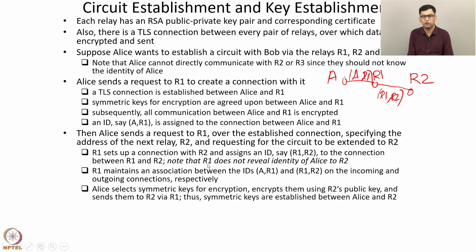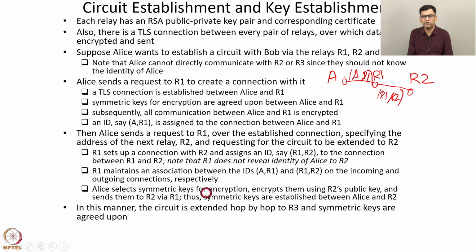Then LS selects symmetric keys for encryption, encrypts them using R2's public key and sends them to R2 via R1. Thus, symmetric keys are established between LS and R2. So LS selects some random symmetric keys which will be used for securely communicating with R2. Then LS sends these encrypted keys to R1. Then R1 forwards them over this connection to R2. So at this point, symmetric keys have been established between LS and R2. So LS can send encrypted data to R2 and vice versa. R2 can send encrypted data to LS.